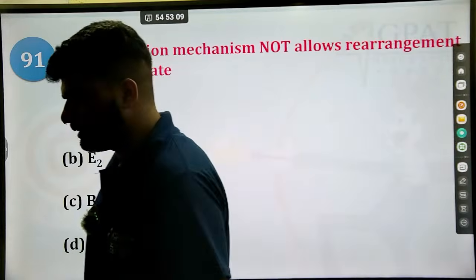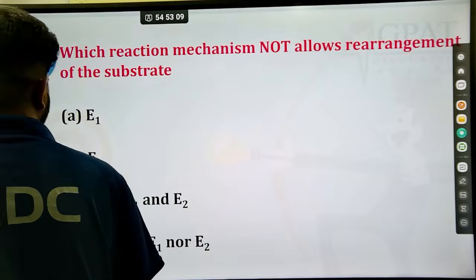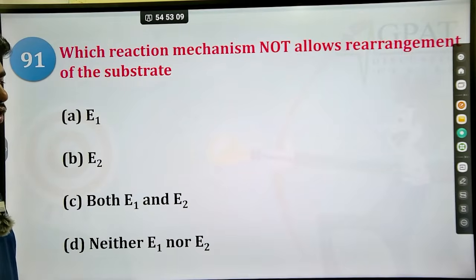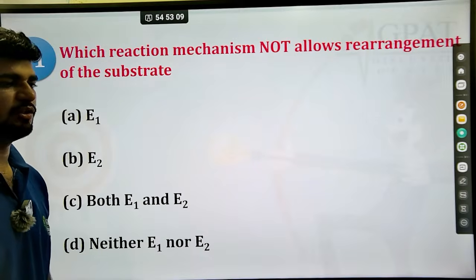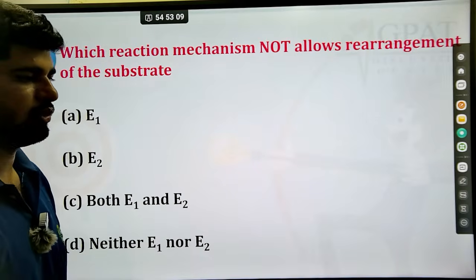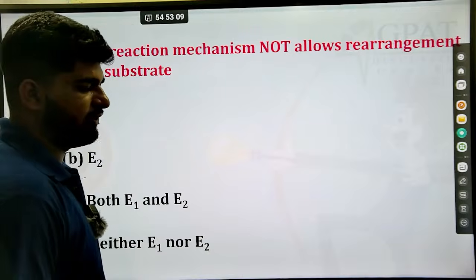Yeah. Now, which reaction mechanism does not always allow rearrangement of the substrate? Okay. E1, E2, both E1 and E2, or neither E1 nor E2. Yeah, this one. Which reaction mechanism does not allow rearrangement of the substrate? E1, E2, both E1 and E2, or neither E1 nor E2?